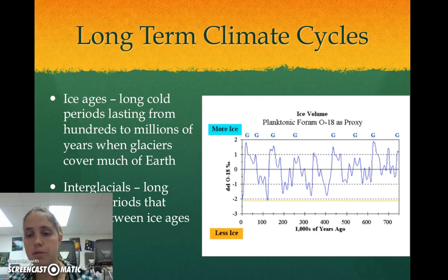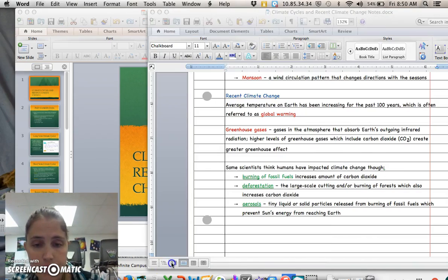All right, long-term climate cycles. The climate on Earth does cycle. It definitely goes through ice ages and it goes through interglacials, or periods that are pretty warm. We're in an interglacial right now. Ice ages are long cold periods. They usually last for hundreds to millions of years, and basically most of the Earth is covered in glaciers during ice ages. You can look at that here on this graph.